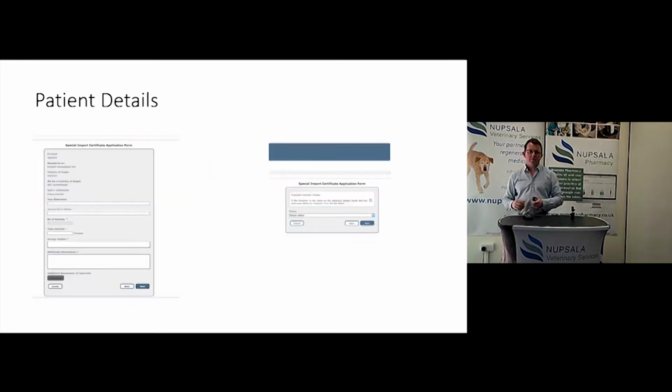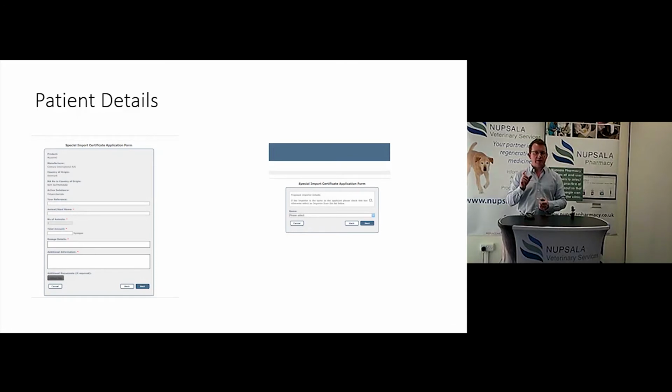Okay, on the individual one, I'm going back to that now, this is where you need to have important information. We're going to go back, and the SIC is attached to the owner's details. So you're going to have the patient's details and you're going to have the owner's details. So you need the owner's name and address, and that needs to be a UK address.